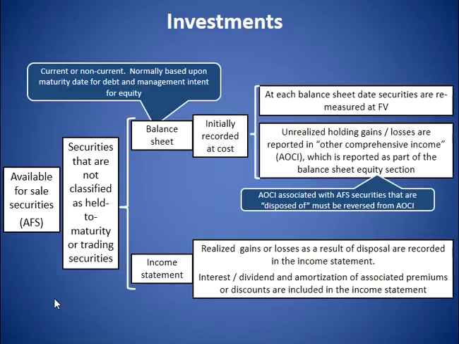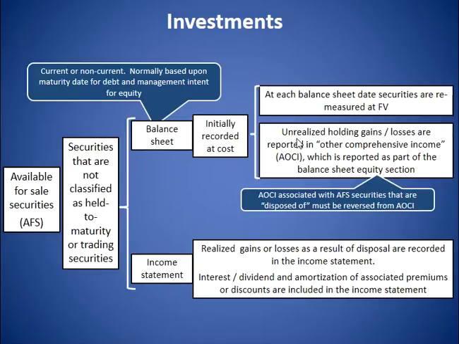Okay, now let's take a look at available for sale securities, or AFS. Again, these are securities that are not classified as held to maturity or as trading securities, so they're kind of the catch-all. If we look at the balance sheet, they can be current or non-current, normally based upon the maturity date for debt and management's intent for equity. Now, an AFS security is typically recorded at cost. However, at each balance sheet date, the securities are remeasured at fair value.